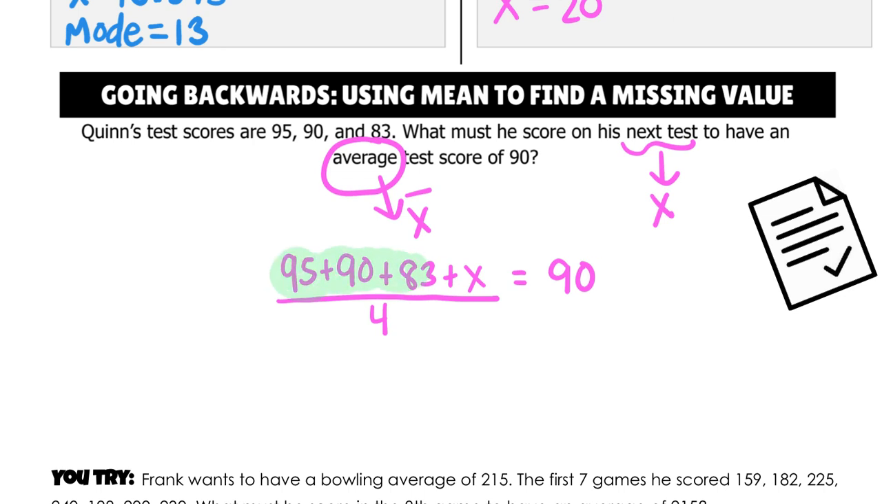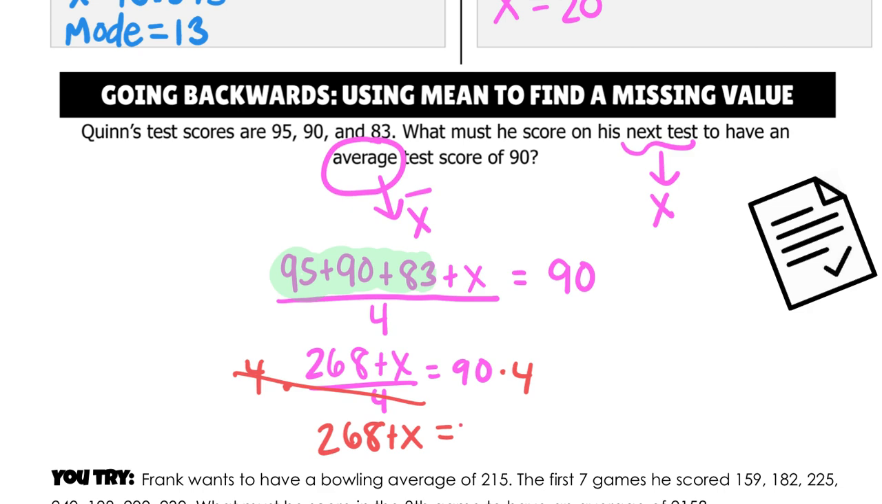So I'm going to add these numbers together that I'm highlighting. 95 plus 90 plus 83 is 268. So I'm going to get (268 + x) divided by 4 equals 90. Then you want to get rid of the divided by 4. So to get rid of the divided by 4, we always multiply by 4. So I'm going to put times 4 and then times 4. So when I do that, these cancel. So I get 268 plus x equals 360.